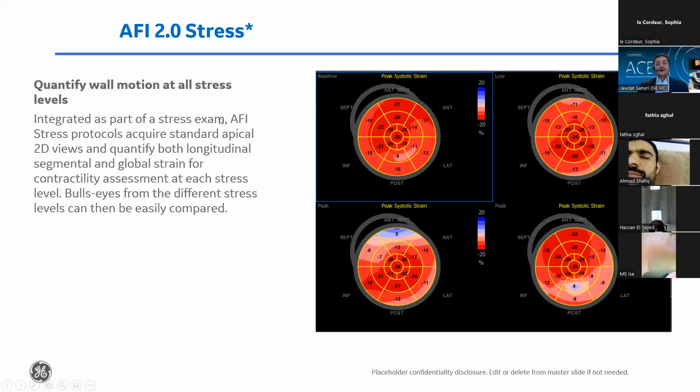So AFI for stress, as per your question, doctor, AFI can be used for stress. So here you can compare between different peak systolic strain from different studies, from different patients. But also you can compare between different stages of the same patient. So you can have a bullseye for baseline, bullseye for low dose, bullseye for peak, and I will show you that during the hands-on session, which we will be doing on EchoPAC in a few seconds or a few minutes.